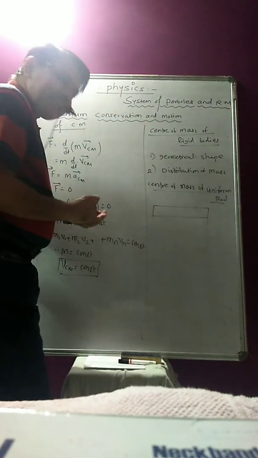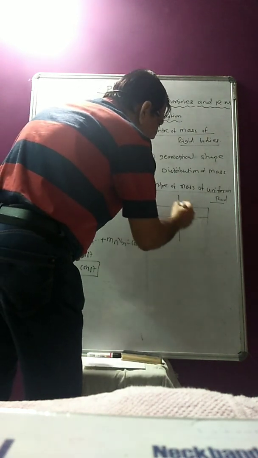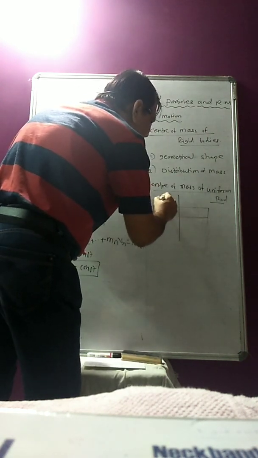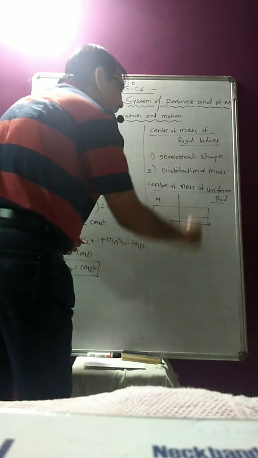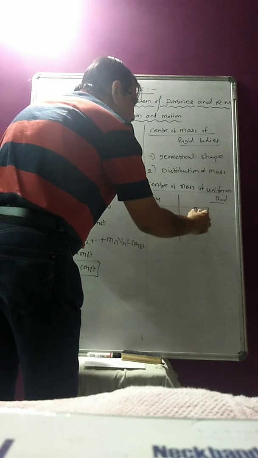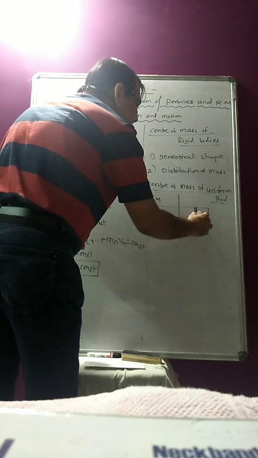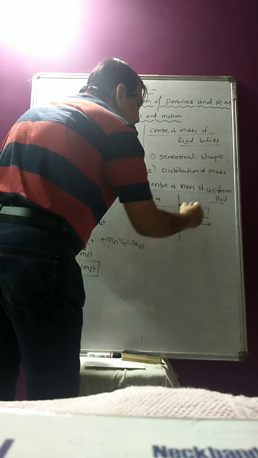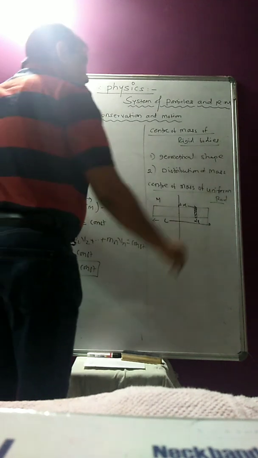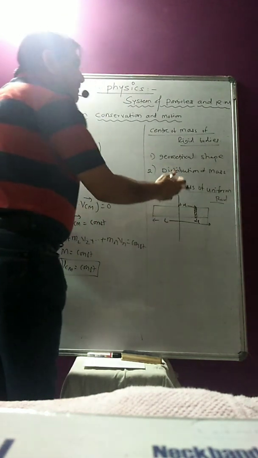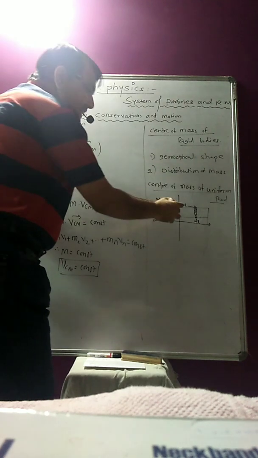Suppose this rod has mass m and L is the length of this rod. And if I take one small portion of that rod, suppose it is at a distance of x centimeter from the center. Okay, now sir, how can we find the center of mass and how can we prove that the center of mass lies at its middle point?